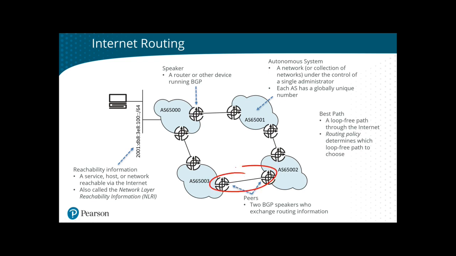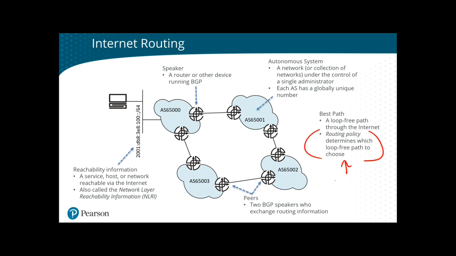Peers are two BGP speakers who exchange routing information. Now, there's another meaning of the word peer that we will get into in just a few minutes, so keep that in the back of your head. And the best path is a loop-free path through the internet. And routing policy determines which loop-free path to choose.